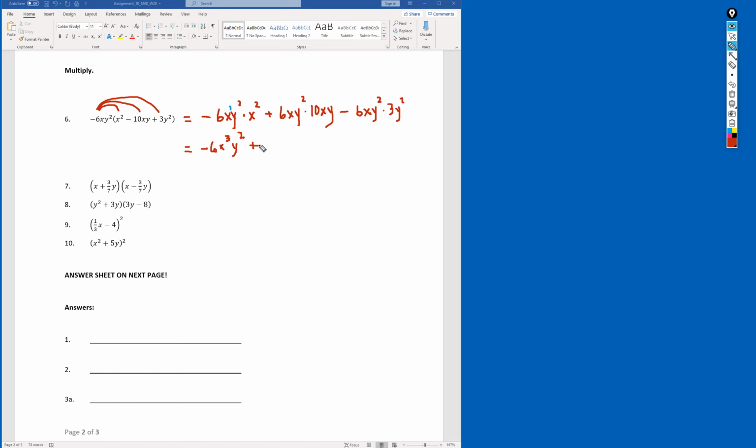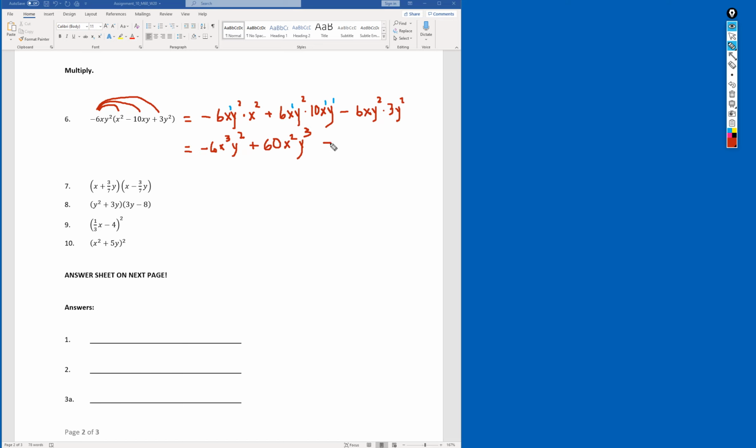Plus, 6 times 10 is 60. And we've got x to the 1, x to the 1. So that x times x is x squared. And then I've got y squared times y to the 1. So that is going to become y cubed, just adding those exponents. Or just thinking more generally about how many y's there are.